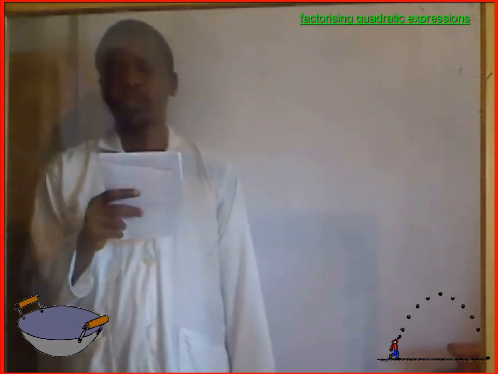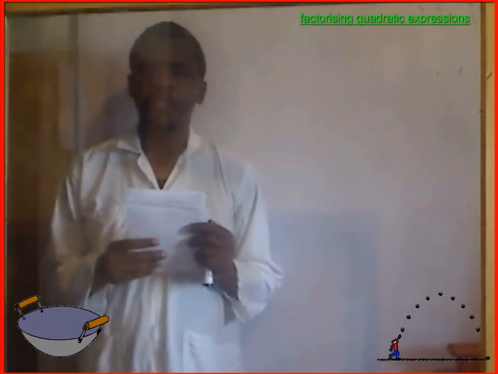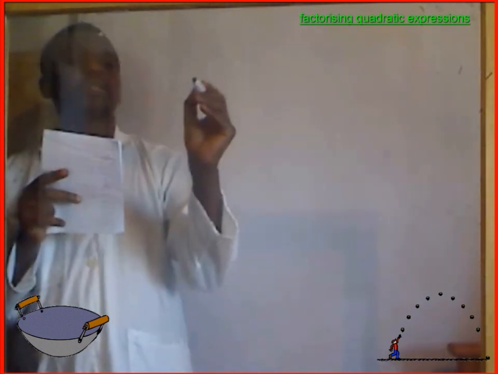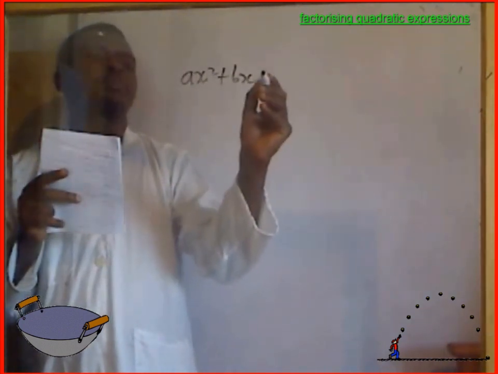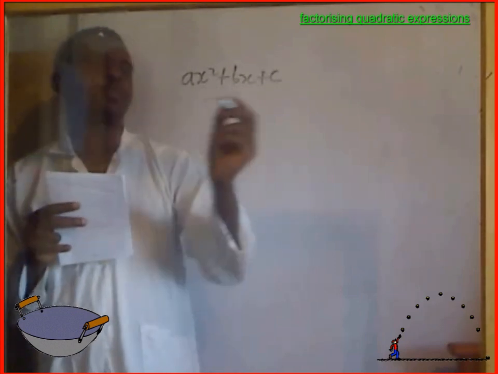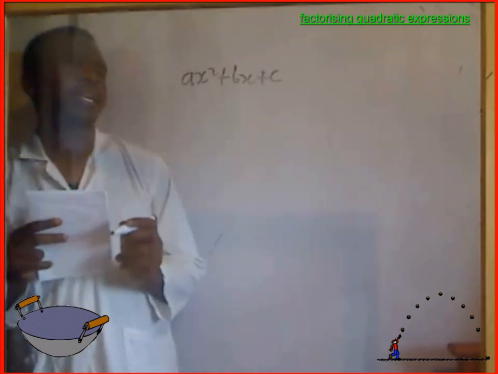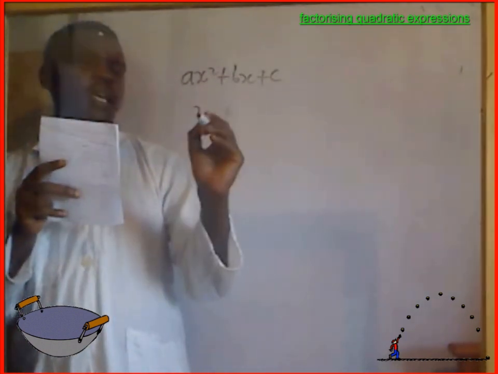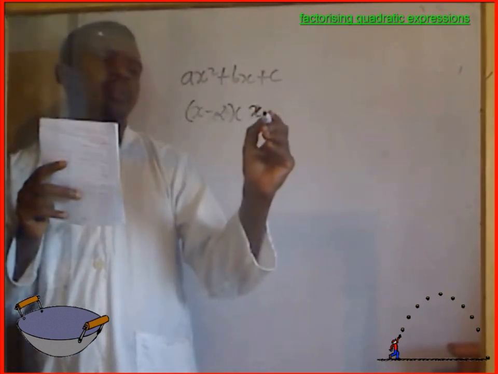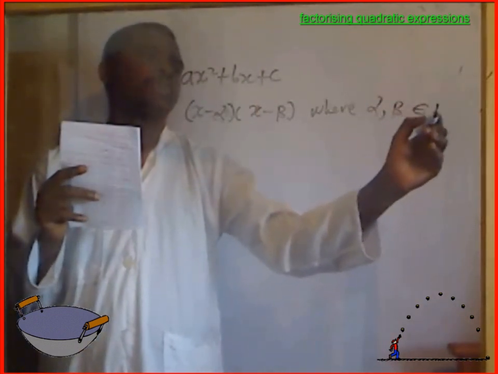There are two known methods for solving a quadratic equation. These are the algebraic method and the graphical method. We shall start with the algebraic method. Given the algebraic expression ax squared plus bx plus c, we said this expression is quadratic because the highest power of the unknown is 2, which therefore means that it has at least 2 roots, which we can say are factors x minus alpha and x minus beta, where alpha and beta are real numbers.